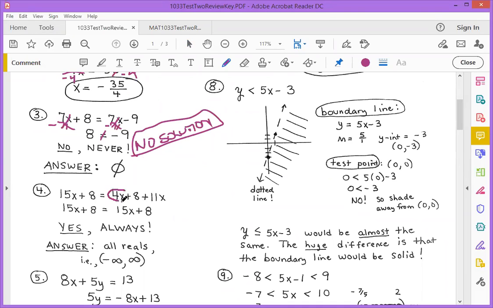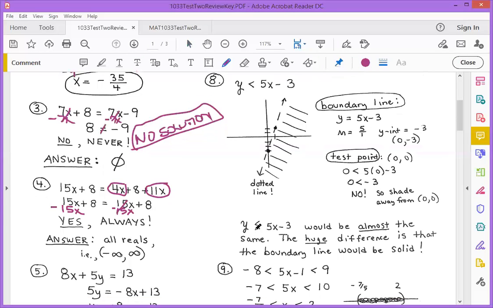The 4x and 11x can be combined. They're on the same side of the equal sign. So 4x plus 11x gives us 15x. Carry down the 8. And then we'll go to combine like terms. Subtract 15x from both sides of the equation. The 15x's will cancel.